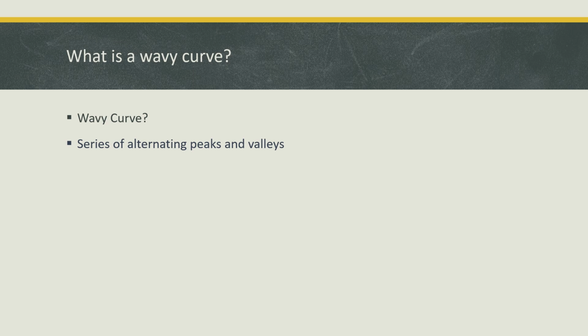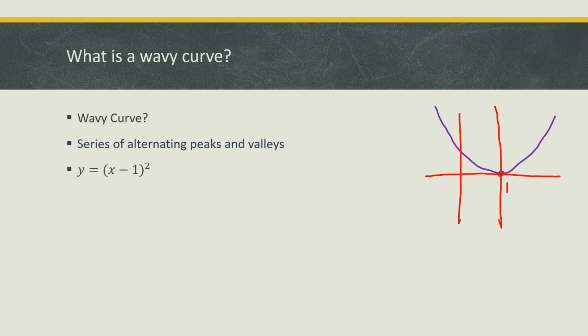So, let us see some examples. Consider the function y equal to (x minus 1) whole square. If you plot the graph, this will be something like this. This will be x equal to 1, and as you can see, this is a curve with some peaks and some valleys. So can we say this is a wavy curve?